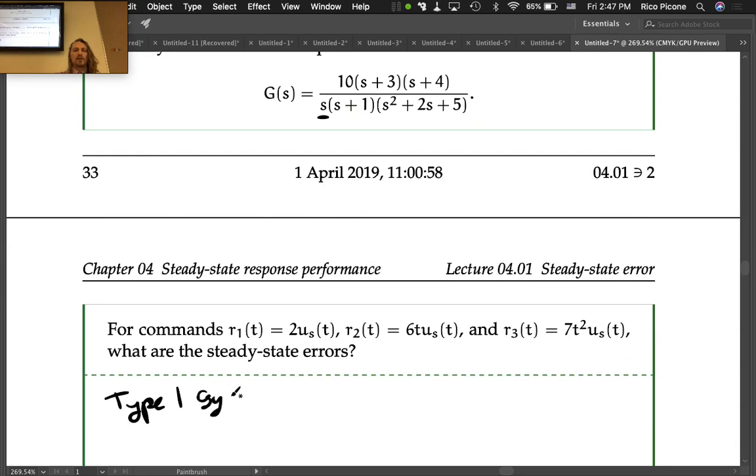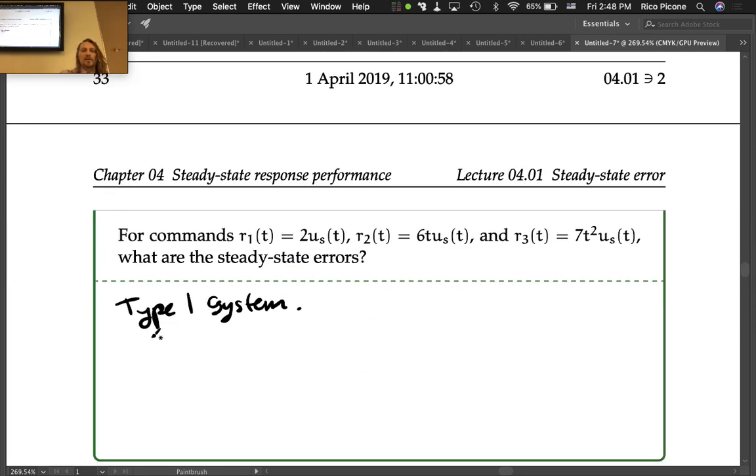If you can cancel s's from the numerator, do you have to do that first? Pole zero cancellation is a little bit subtle, but for purposes of steady state error, yes, go ahead and cancel numerator and denominator. Whenever you have a transfer function where something cancels, it's good to keep a note of it, because it's important information to someone who comes along that a pole zero cancellation happened. So yeah, type 1 system, and that's good. So now let's look at R1.